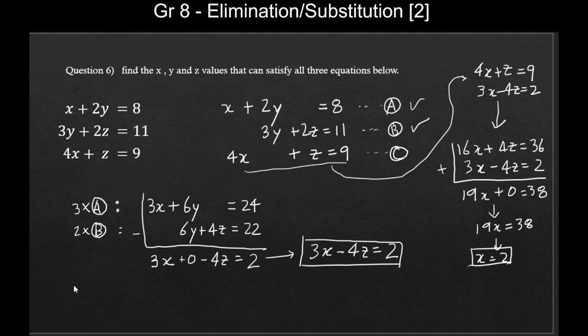You know what to do now. Since we have our x value, we can just plug into wherever we want. Substitute, I mean. I'll use this one simply. So our x value is 2, so 2 plus 2y is equal to 8. That means 2y is equal to 6, which means y is equal to 3.